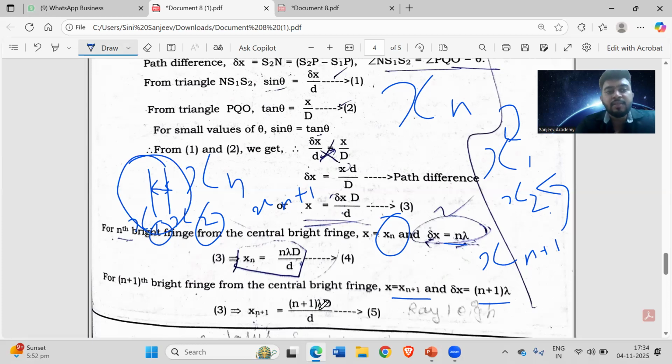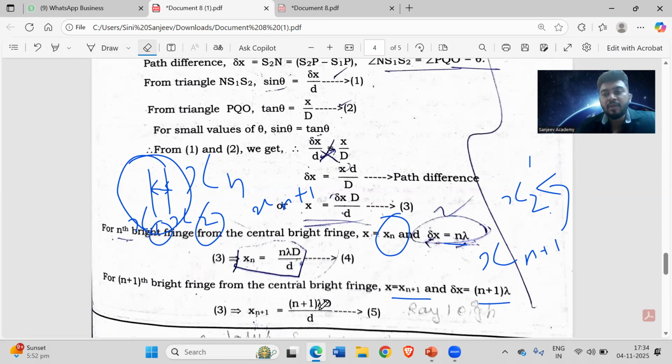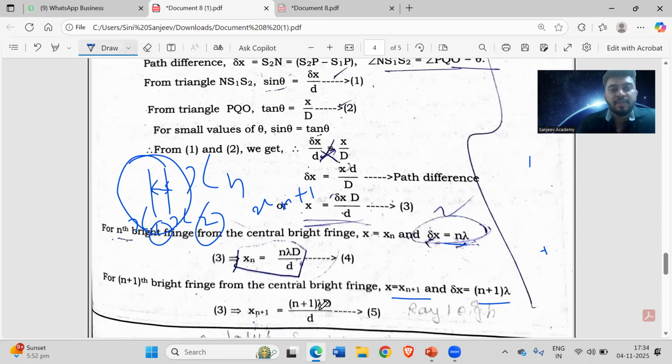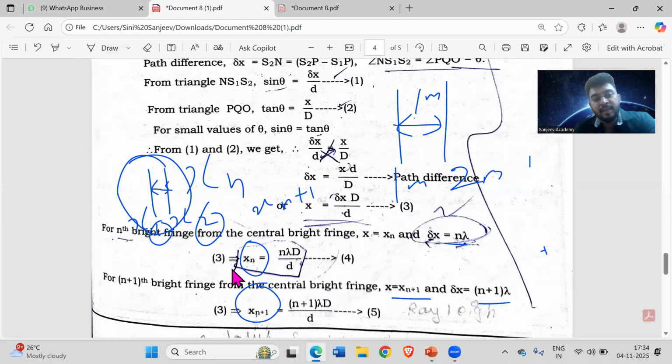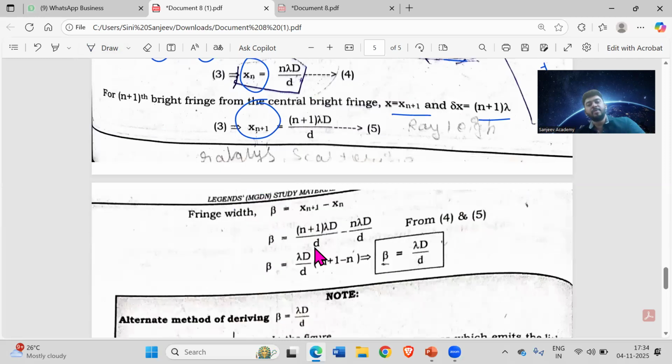I'll just erase it wherever I can. So, for example, let's take these two fringes. The distance between these two. How do I get it? For example, this is 2 meter and this is 1 meter. What is the distance? 1 meter, right? How do I get it? 2 minus 1. So which means I have to subtract xn plus 1 minus xn. That is the distance. So I'll be getting beta is equal to lambda D by d. Beta is lambda D by d. All of these things we'll use in the numericals.